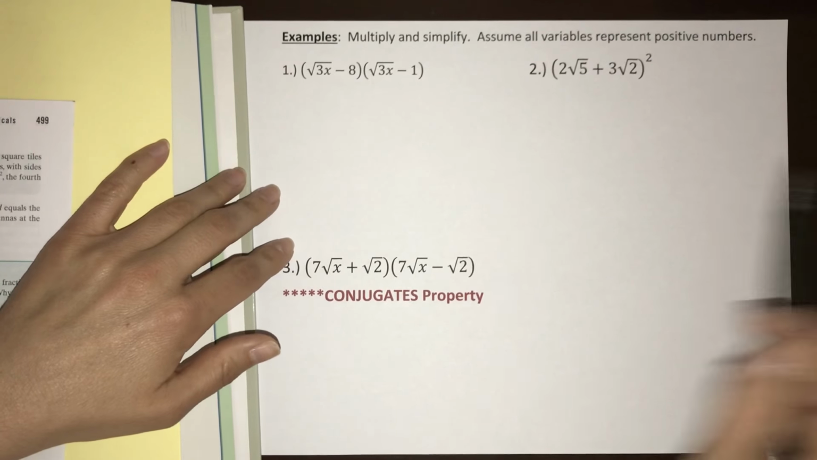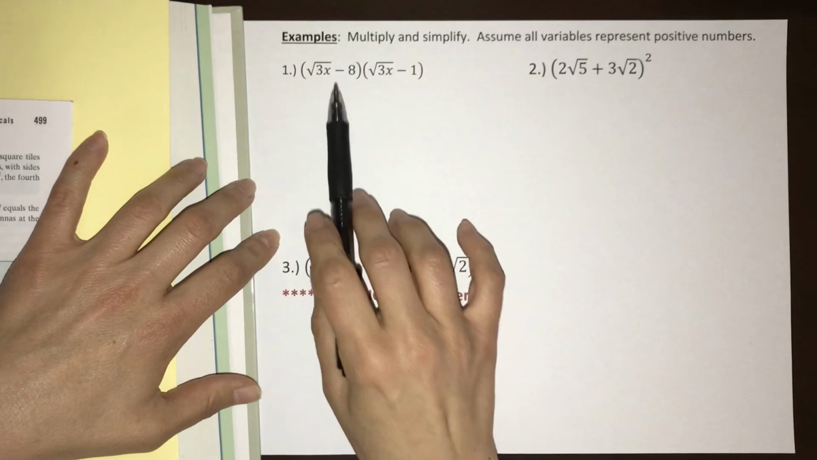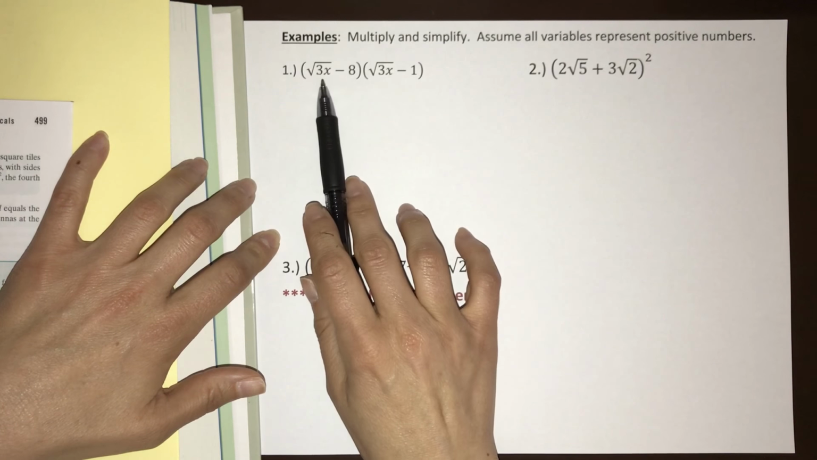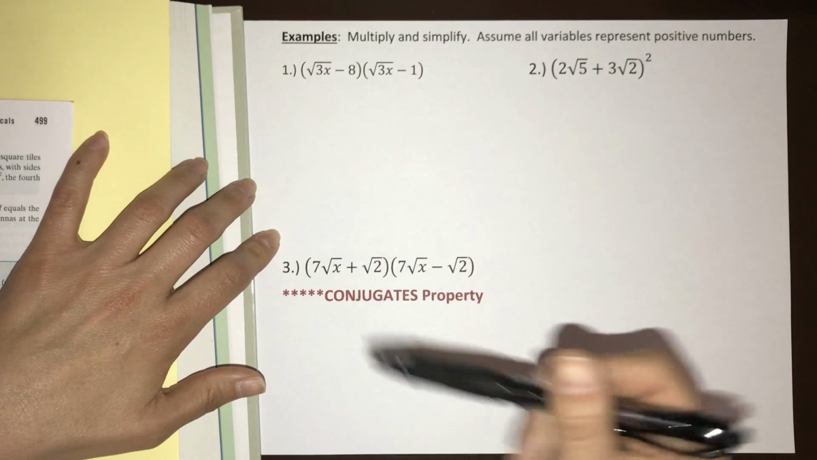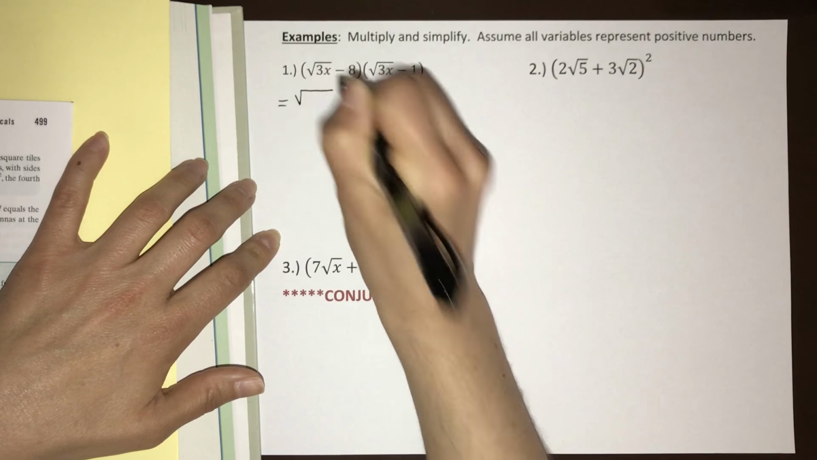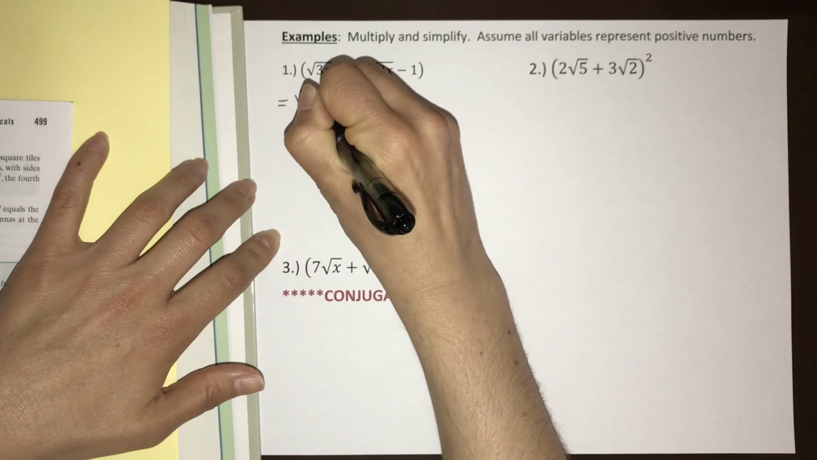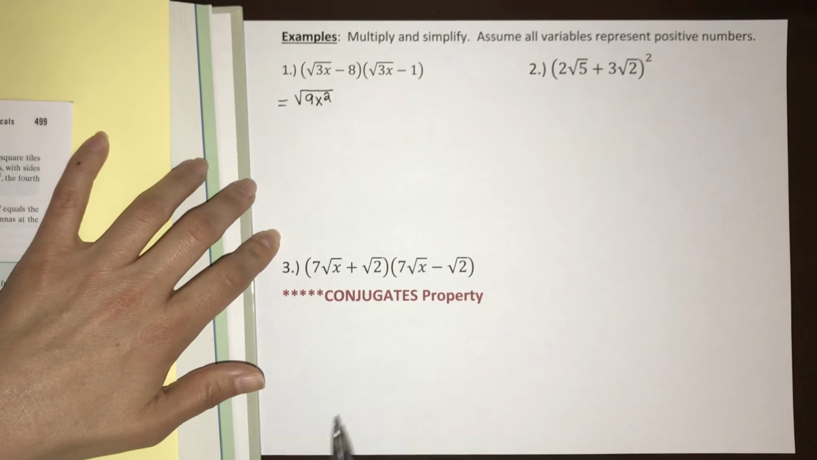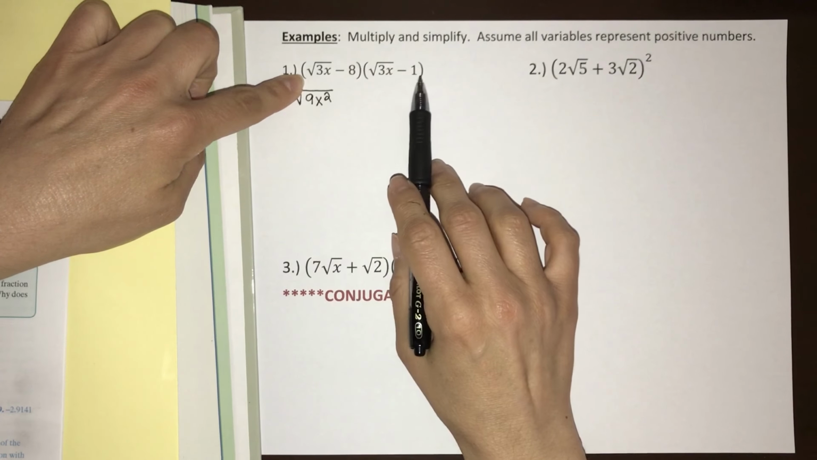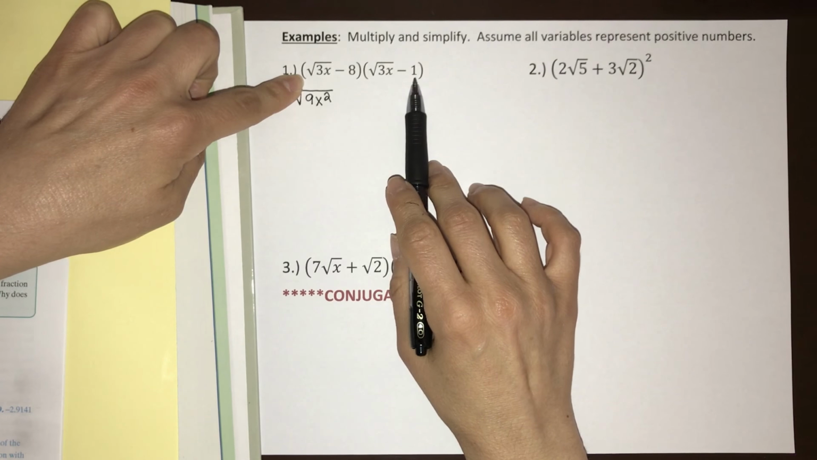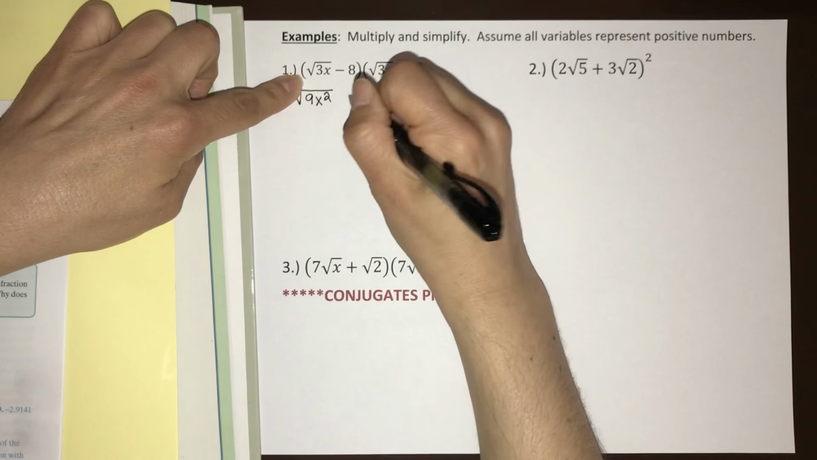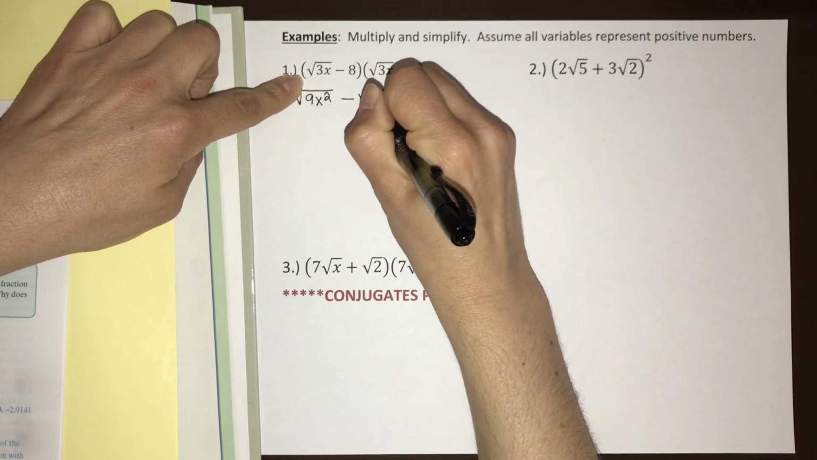So start by FOILing for the first example. We have square root of 3x times square root of 3x. These are both inside the radical, so I can multiply them together. You still have to keep the radical, by the way, so that's going to give me square root of 9x squared. Then we have square root of 3x times negative 1. 1 times anything is just going to be that quantity, so that's just negative square root 3x.